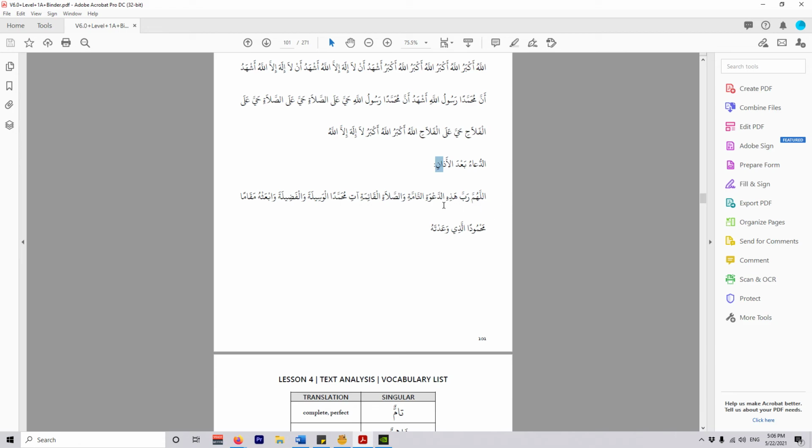Allahumma rabba hadhihi ad-da'wa at-tamah was-salatu qa'imah. Maybe that's supposed to be Ali Muhammad. I think that Ali Muhammadan al-wasila wal-fadila. وابعثه مقاما محمودا الذي وعدته.